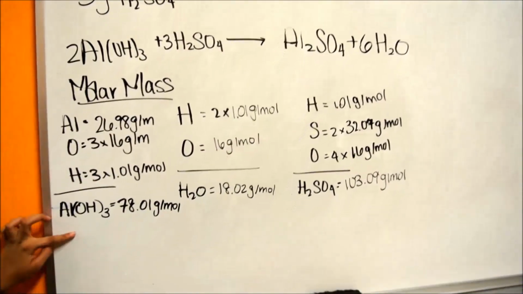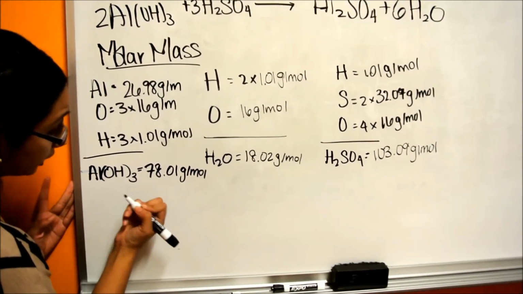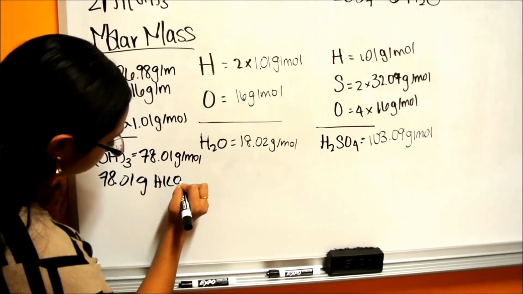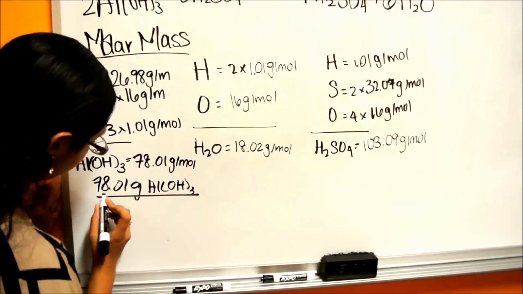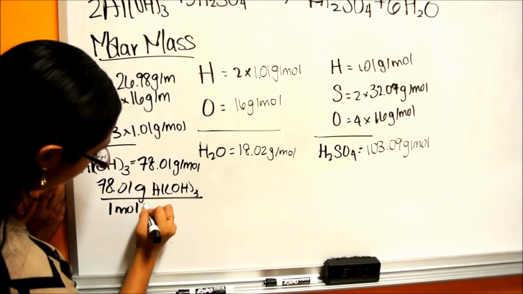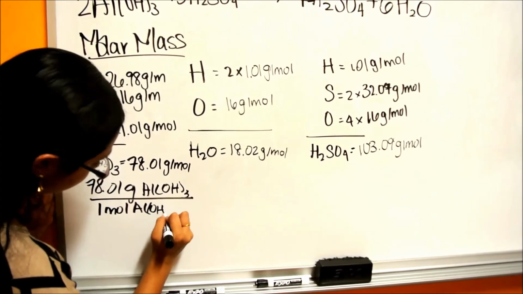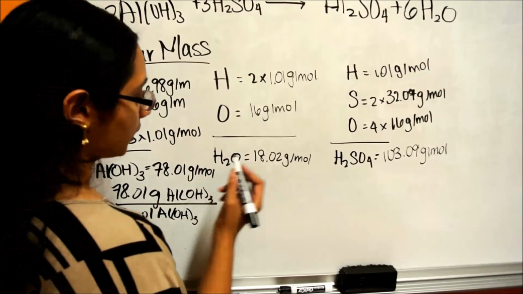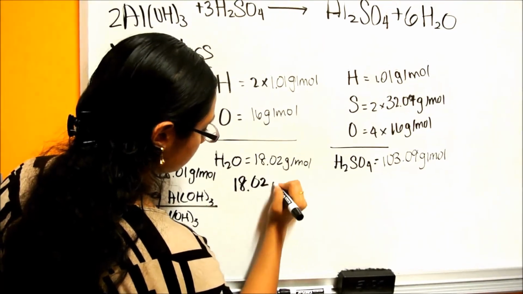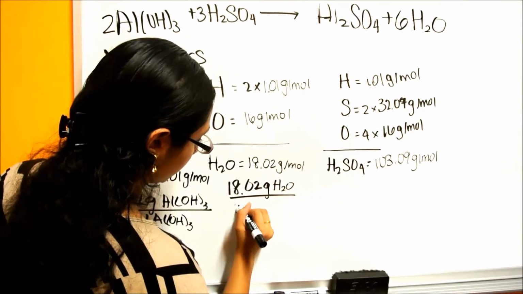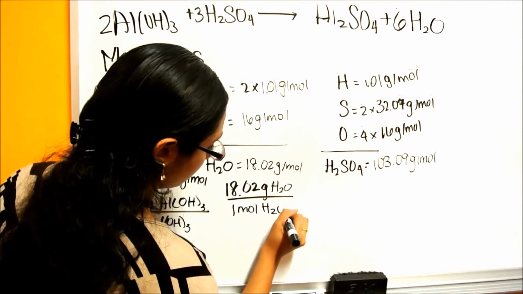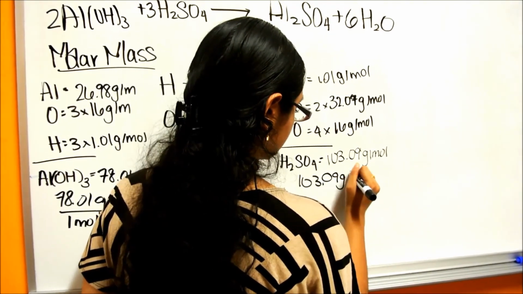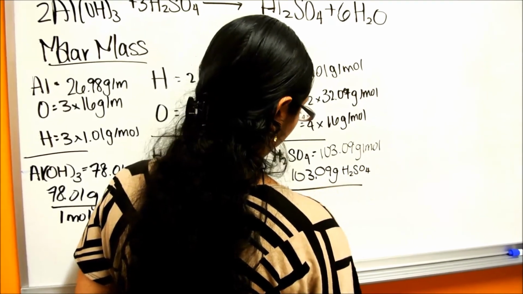So I'm going to do this one first, and I'm going to create the unit equation of 78.01 grams of Al(OH)3 over 1 mole of aluminum hydroxide. And I know that I can flip that and it'll be the same thing. I'm going to do the same thing for water, so I'm going to get 18.02 grams of water over 1 mole of water. And over here I'm going to get 103.09 grams of sulfuric acid over 1 mole of it.